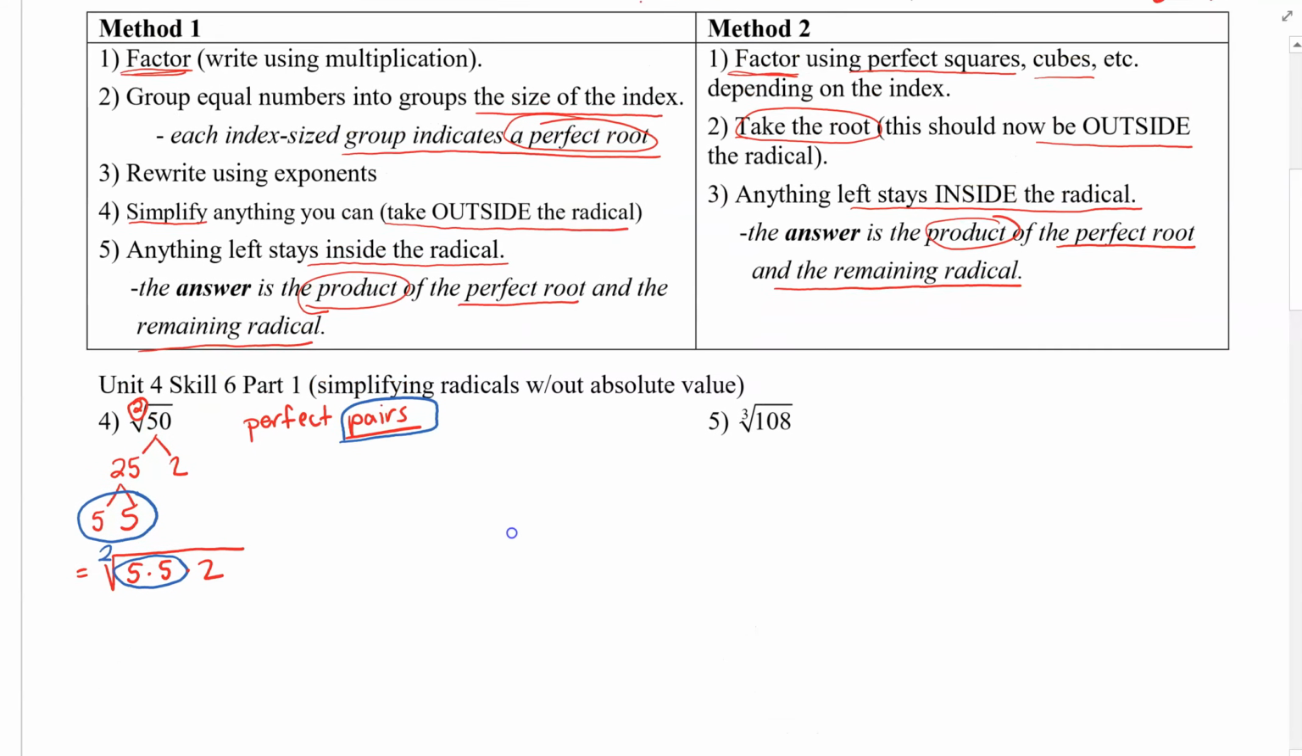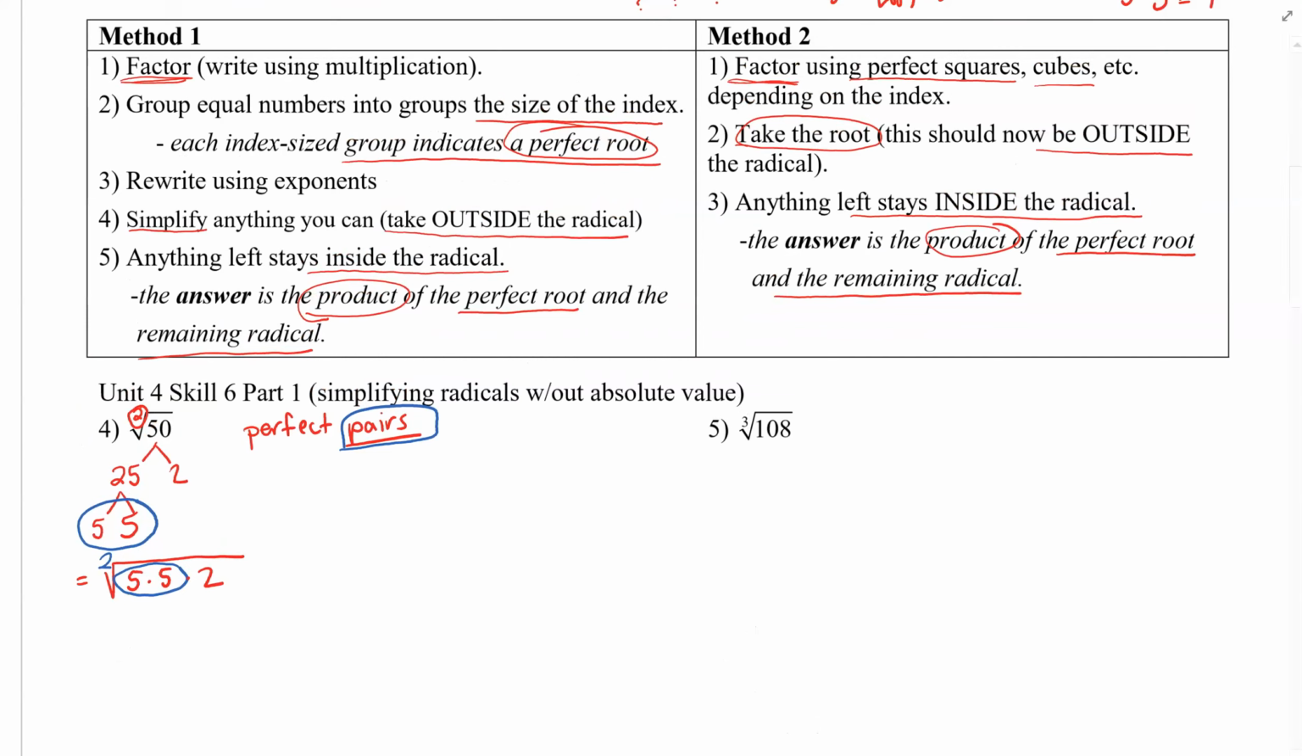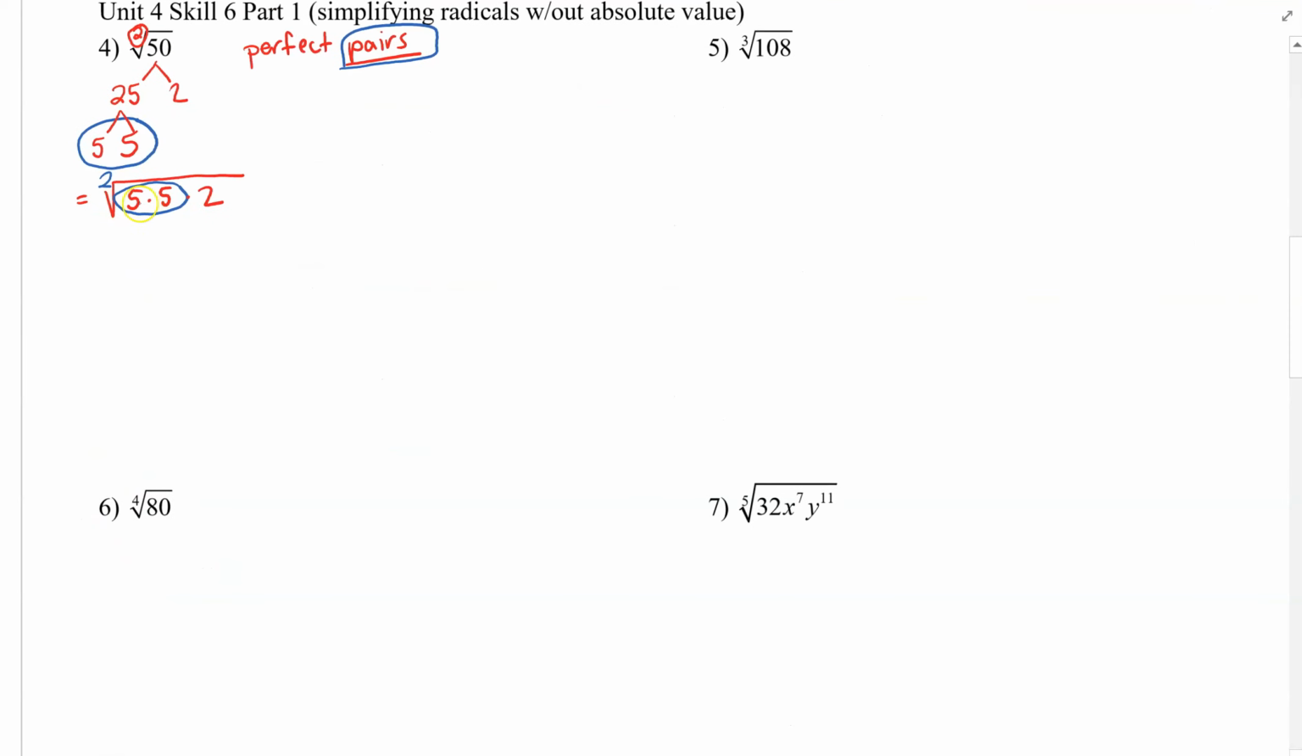And that grouping of 5 indicates a perfect root. That is what it said here in our steps, that an index-sized group indicates a perfect root. And that's what we have with 5 and 5. It's the size of 2, right? Matches the index. So that's a perfect square. And so 5 would be the square root.